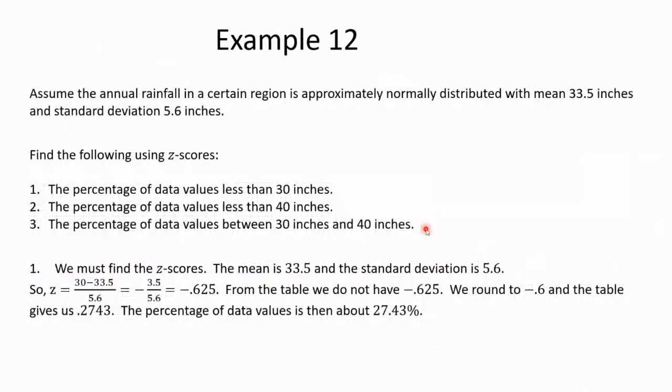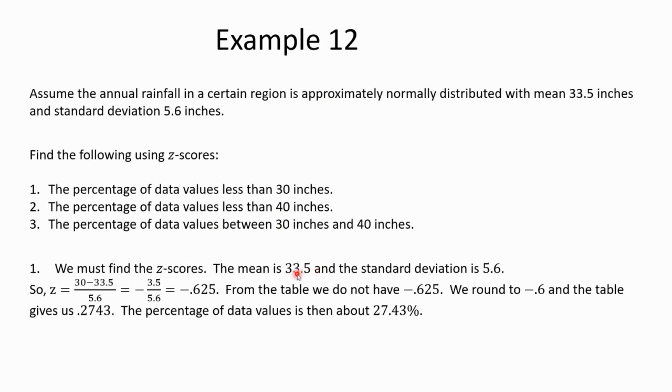All right. As an example, let's suppose, this was also from the book, we have an annual rainfall in a certain region, and they tell you that the data here is approximately normally distributed. The mean is 33.5 inches, standard deviation is 5.6 inches. So let's get the percentage of data values here. For less than 30, you have to get the z-score.